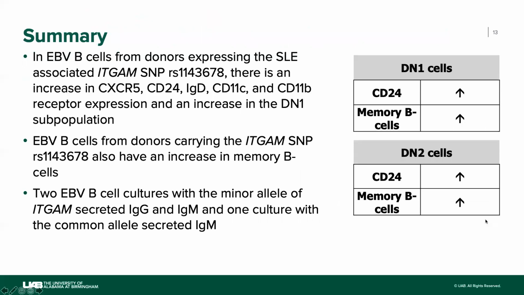Overall, both DN1 and DN2 cell populations showed an increase in the CD24 expression, which led us to test for the memory B cells, which were CD24 positive and CD27 positive, and we also found an increase in the memory B cells for both the DN1 and DN2 populations. And this data suggests that there could possibly be more immunoglobulins in the variant than the control.